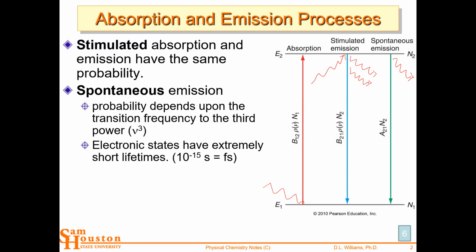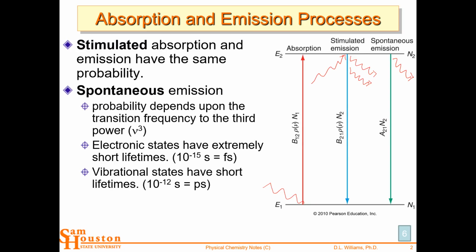So for electronic states, they have extremely short lifetimes. If you get a molecule in an excited state electronically, it's only going to stay there 10 to the minus 15 seconds, so a femtosecond. And it's already dropped down and spit out that photon spontaneously. So it's very difficult to have visible lasers. We can have visible lasers, but we have to work hard to get that population inversion.